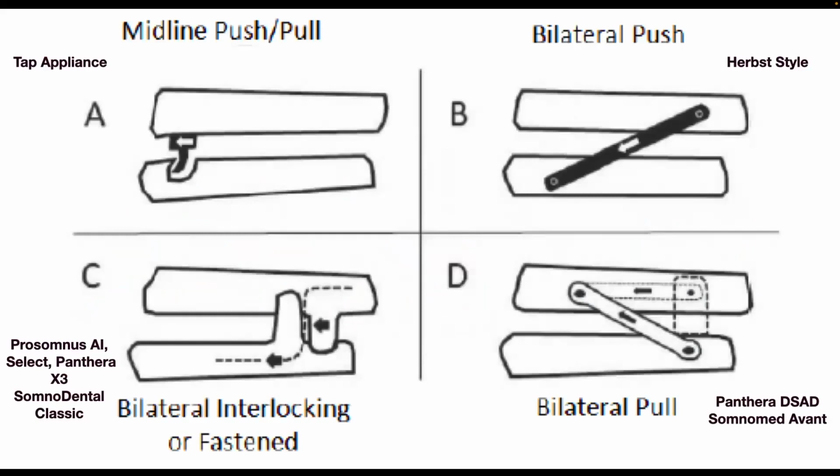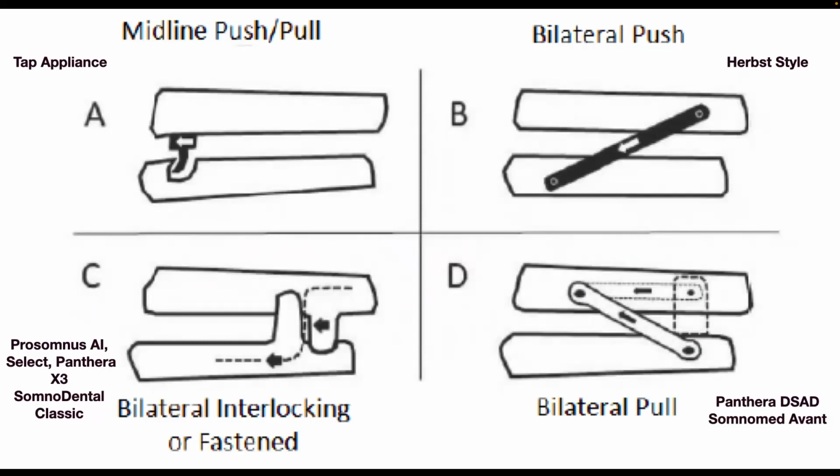I know there's hundreds and hundreds of appliances on the market right now, and I think we can fit each of those appliances into each of these four categories. Kind of the midline push-pull. There's the bilateral push, which I think the very common one that most people realize is the Herbst style appliance. There's the bilateral interlocking or fastened appliance. Another terminology for this is just the dorsal fin. And then there's the bilateral pull or the bilateral kind of traction device.